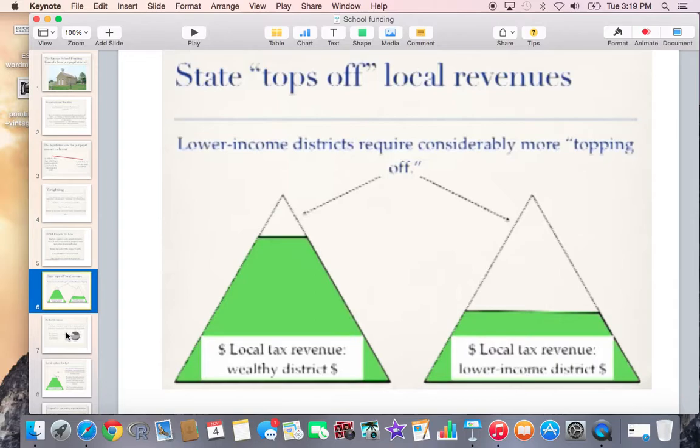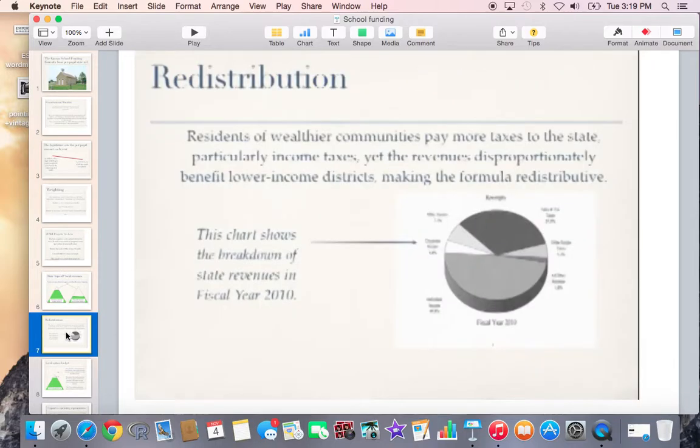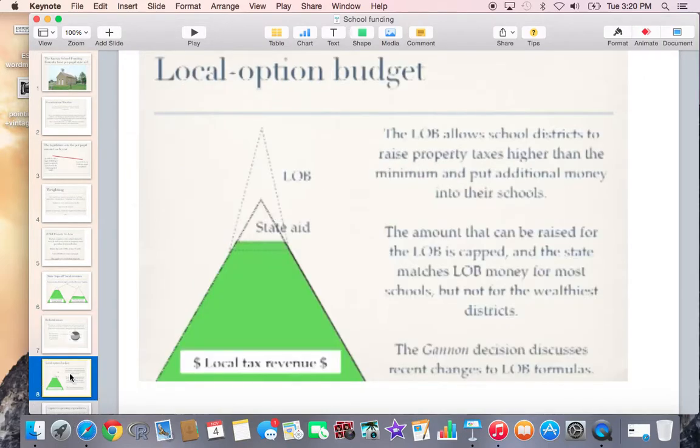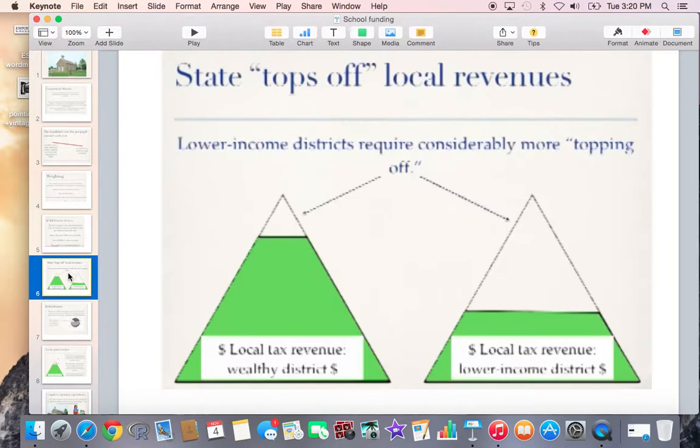So how do we get all that additional money, especially for the less wealthy school district? Well, the answer is redistribution. Residents of wealthier communities pay taxes, and a good deal of that money goes into the school funding formula, which in turn helps the lower income schools more than the upper income schools. And this is how it works. Oops, that's the local option budget. I skipped one. Let me go back here.